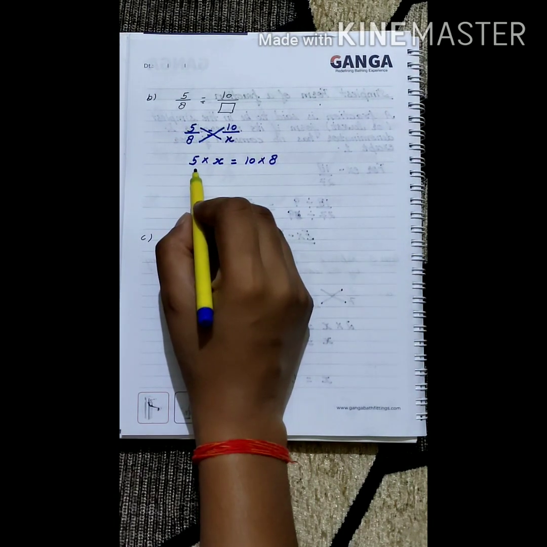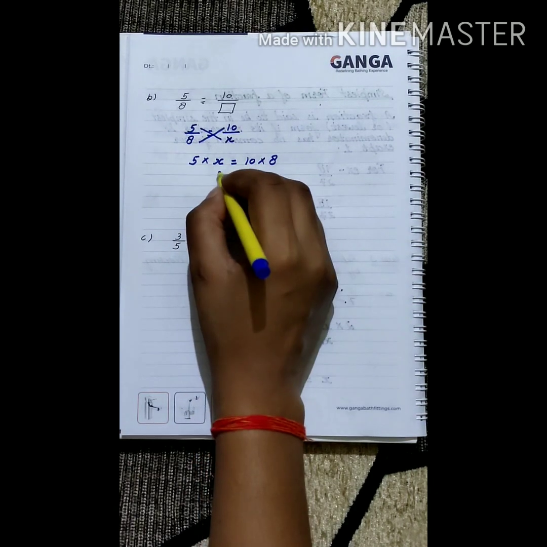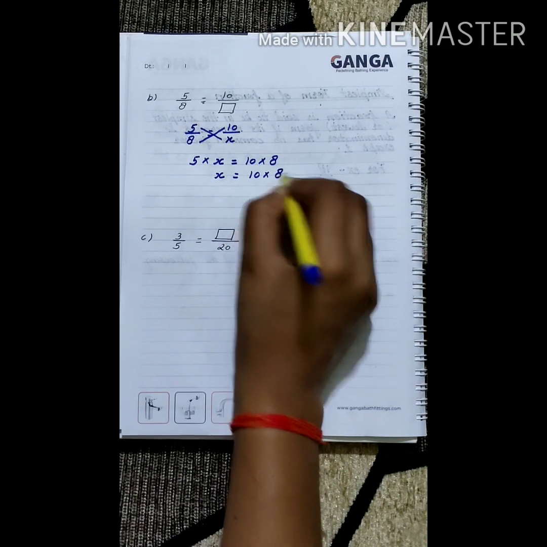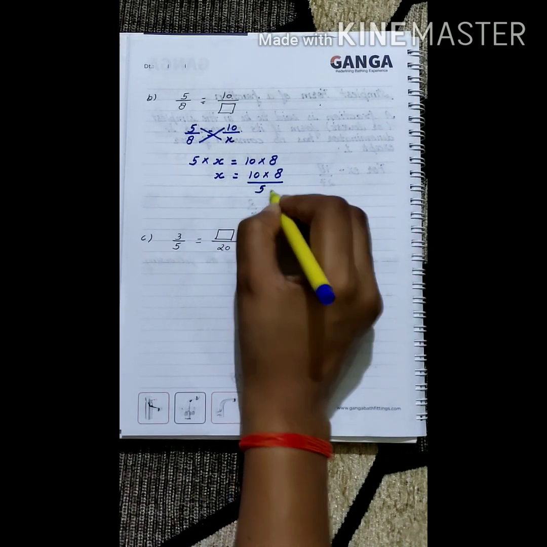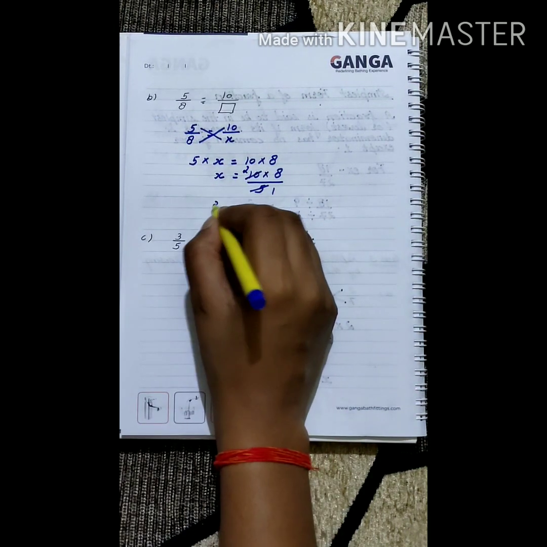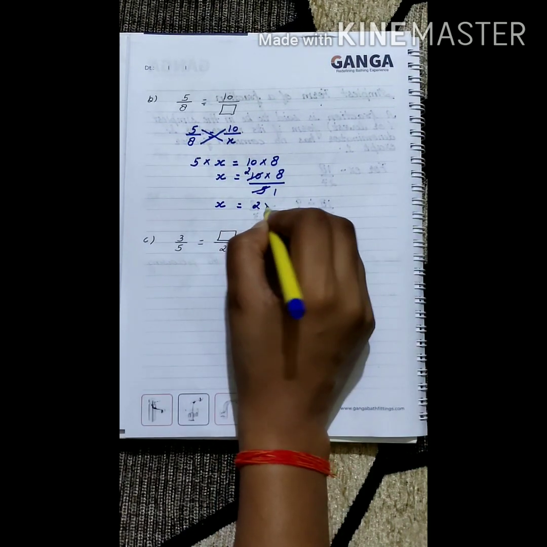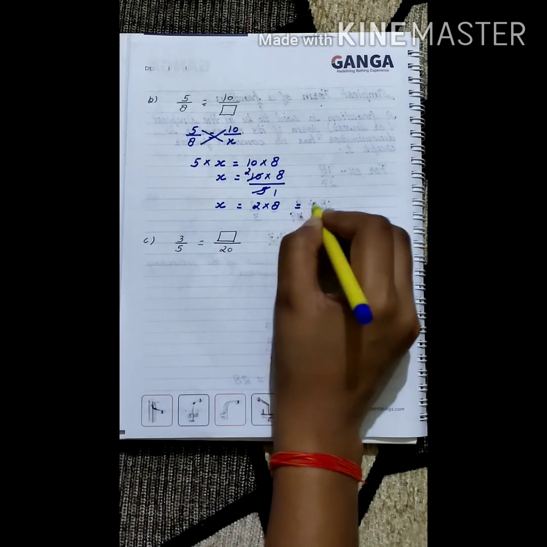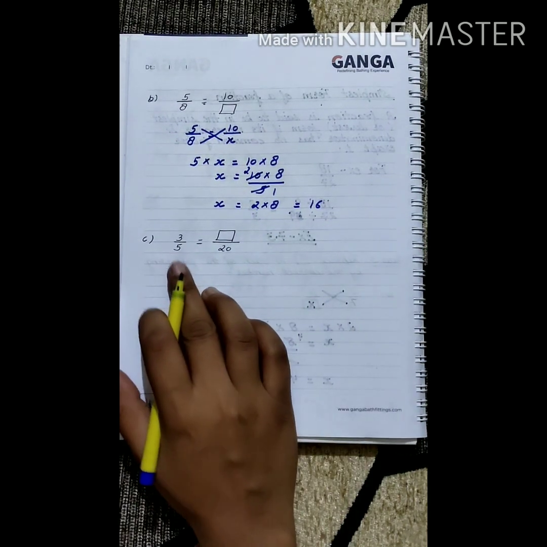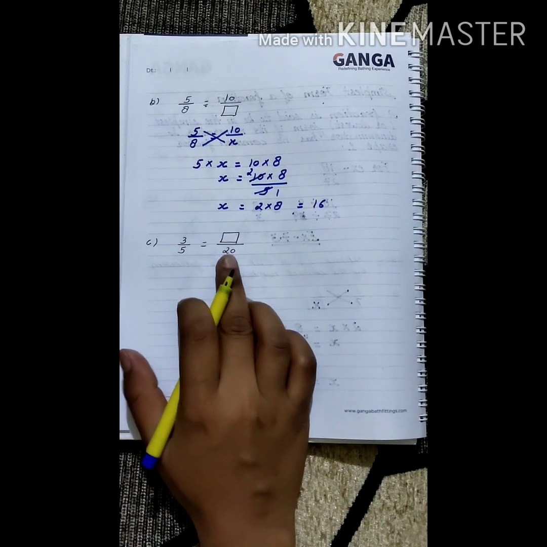Now 5 is in multiplication here, so after transferring from LHS to RHS it will convert into division, and we will get 10 multiply 8 divided by 5. 5 ones are 5 and 5 twos are 10. X is equal to 2 multiply 8, that is equal to 16, and it is our answer. C part, 3 upon 5 is equal to dash upon 20.